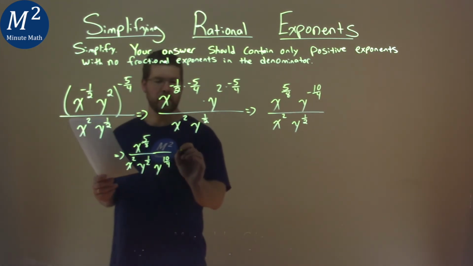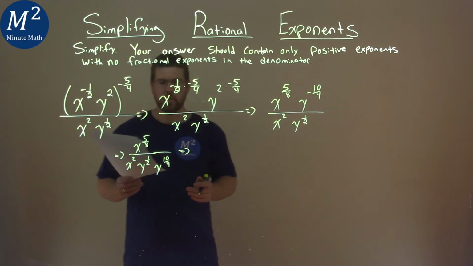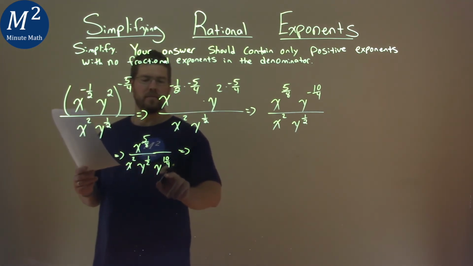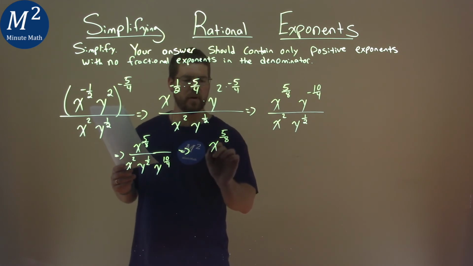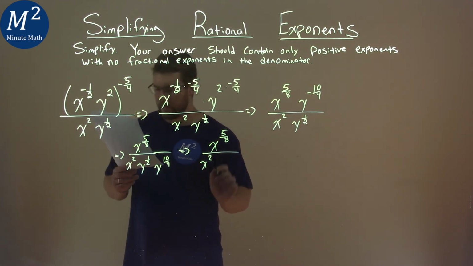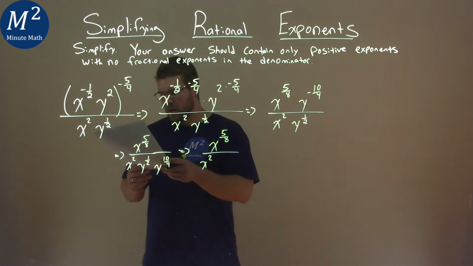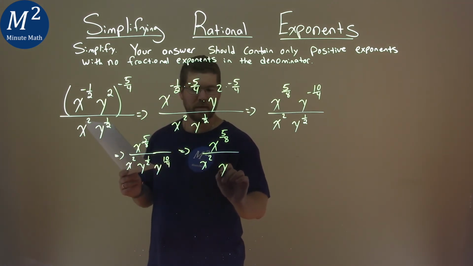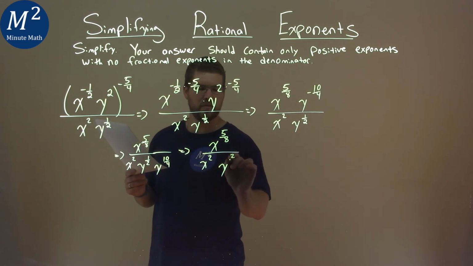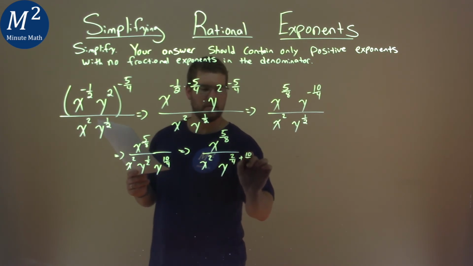Well, what do you know about our rules? When we have the same base, we add the exponents. So again, x to the 5/8 stays in the numerator. We have x squared in the denominator still. We want to add the exponents here. So we have y, and we have the same base, so 1/2 is 2/4 plus 10/4, like so.